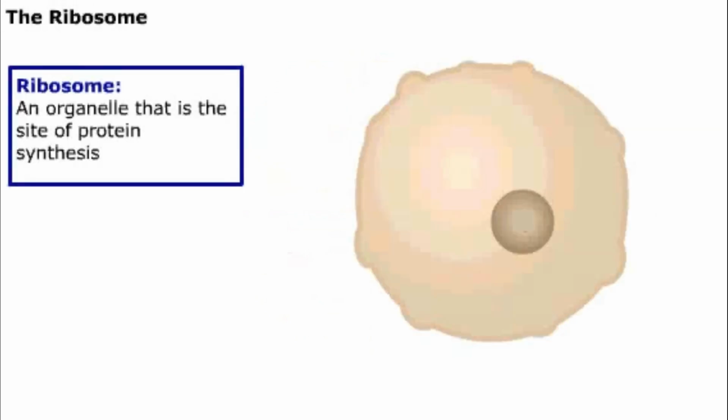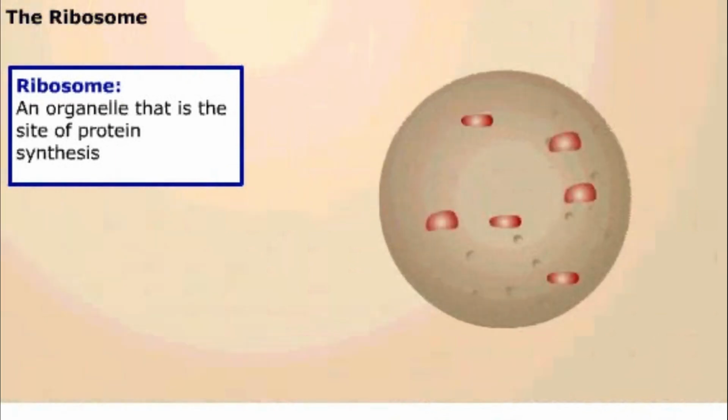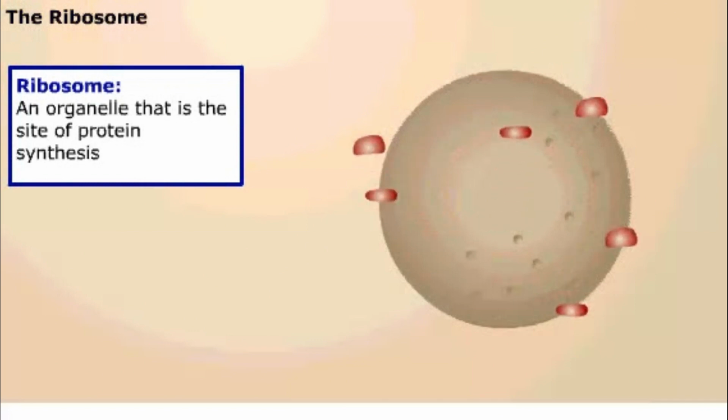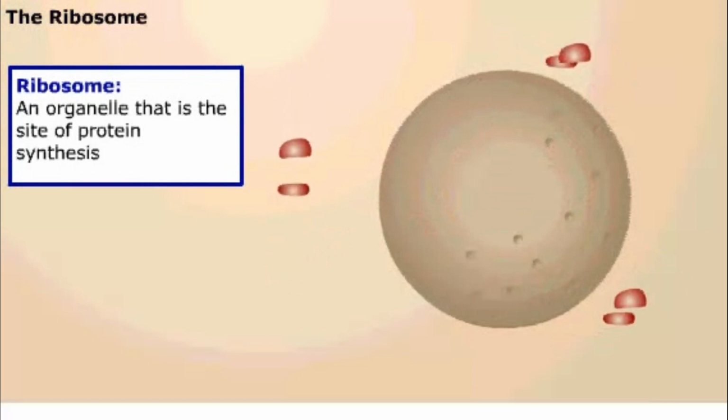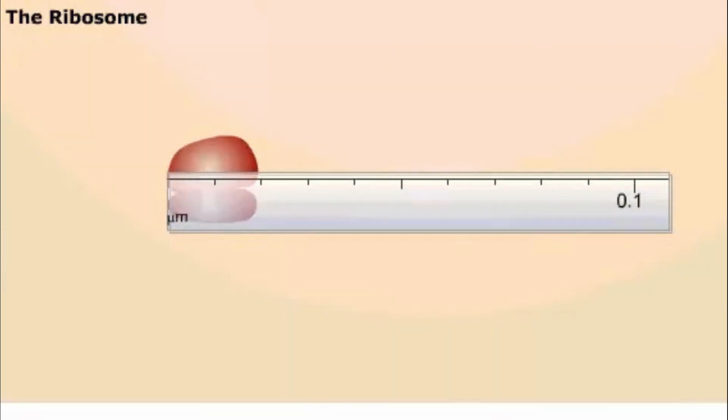Let's explore the ribosome in more detail. A ribosome is made of a small subunit and a large subunit, each containing RNA and proteins. The subunits are transported separately through the nuclear pores into the cytosol, where they're assembled into a functional ribosome. A ribosome is much smaller than the nucleus, only about 0.02 micrometer in diameter.